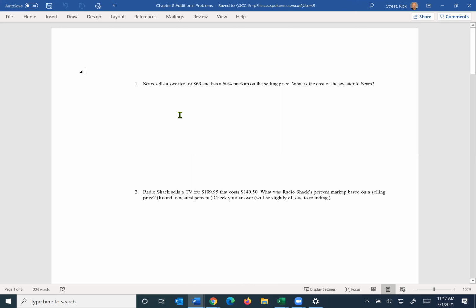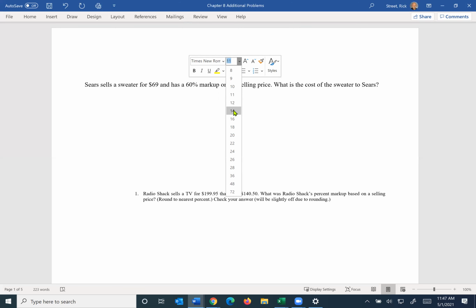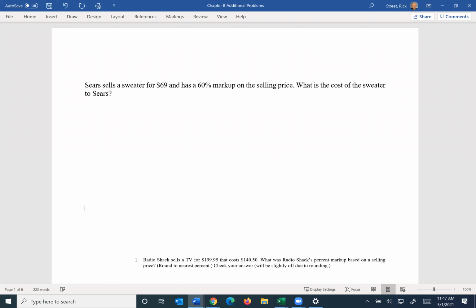Okay, so this first problem, let me make this a little clearer for you. Make it a little larger. All right, and let's move this one down to the next page. We'll do that one another time, or we might even do that next. Okay, so the first thing that I look at is what's the question? Yep, we're going to do markup based on selling price. So we're going to set this up this way, cost, markup.